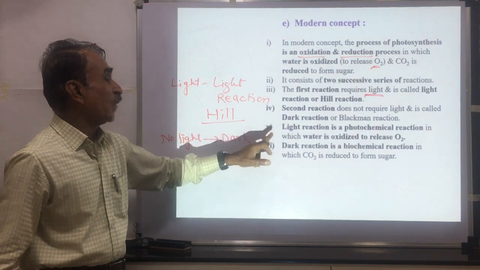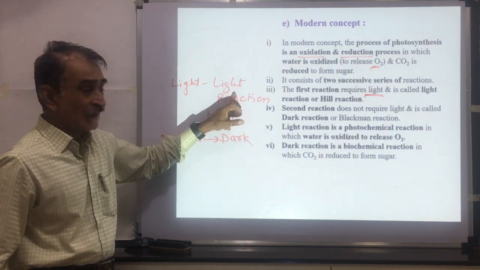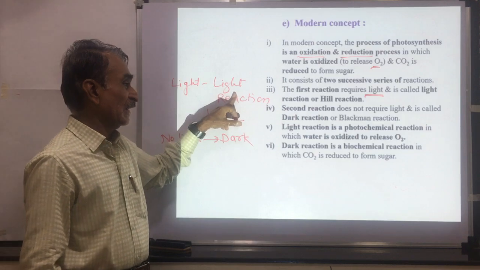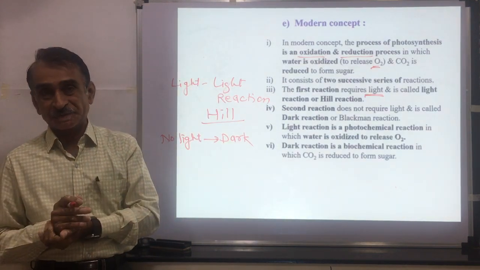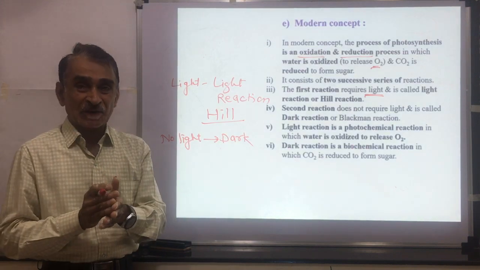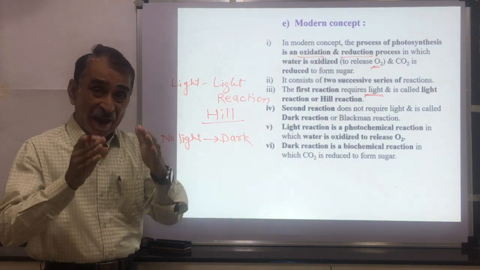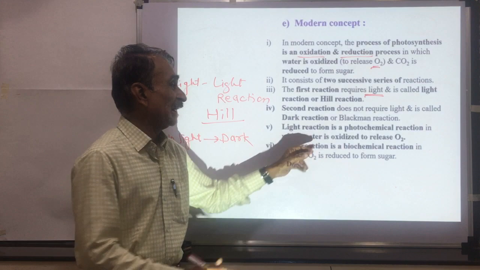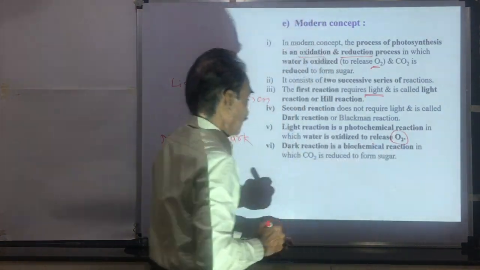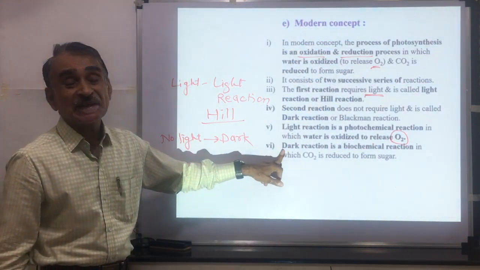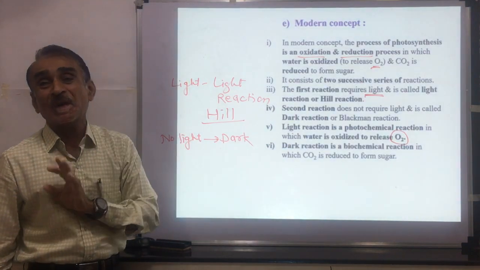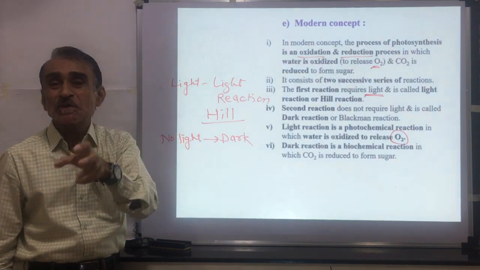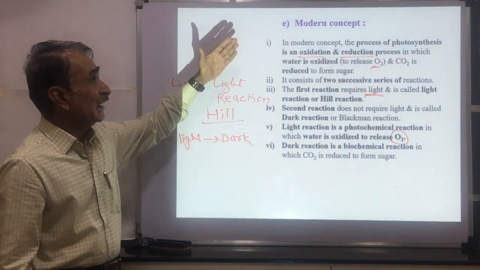Light reaction is a photochemical reaction in which water is oxidized to release oxygen. There is a breakdown of water, and due to this breakdown, oxygen is released. Dark reaction is a biochemical reaction in which CO2 is reduced to form sugars, the carbohydrates.